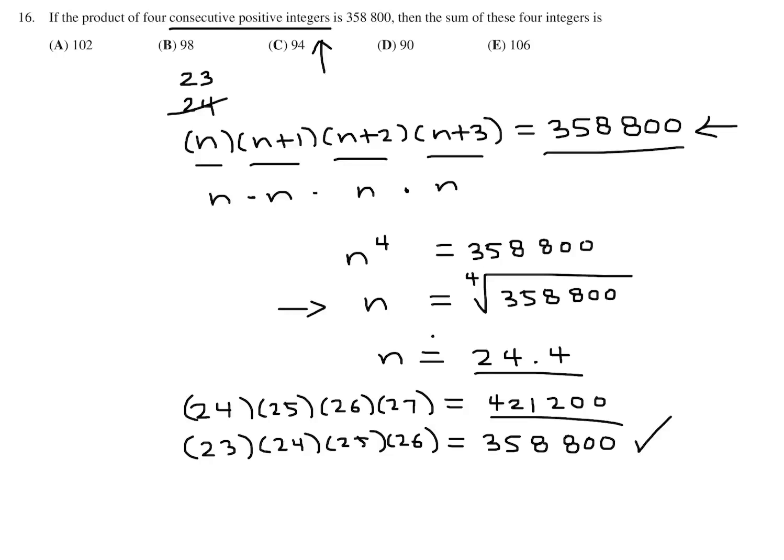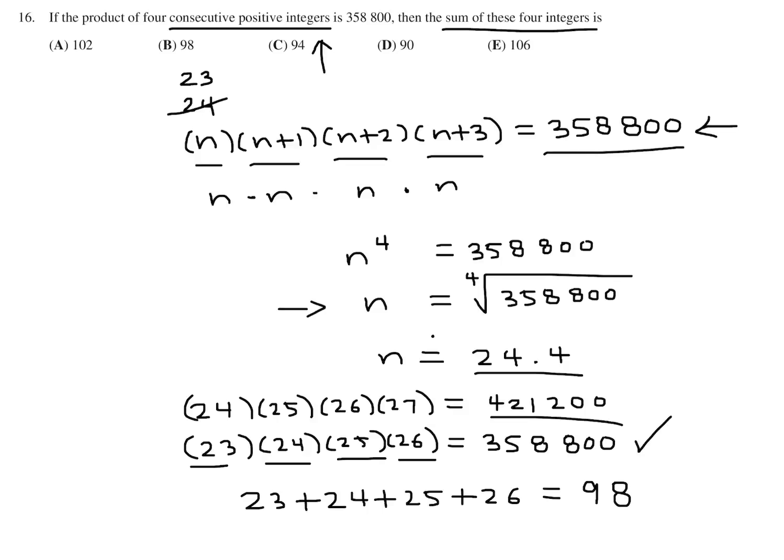So what does the question want? The sum of these 4 integers. Okay, so these are our 4 integers. So they want the sum. 23 plus 24 plus 25 plus 26. And that is equal to 98. So number 16, the answer is B.